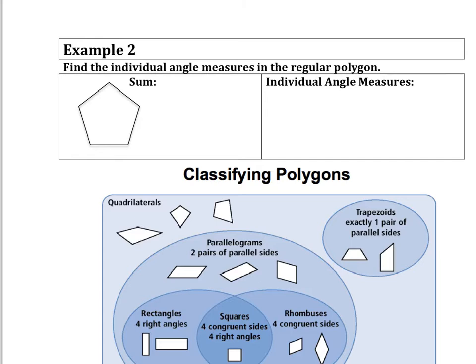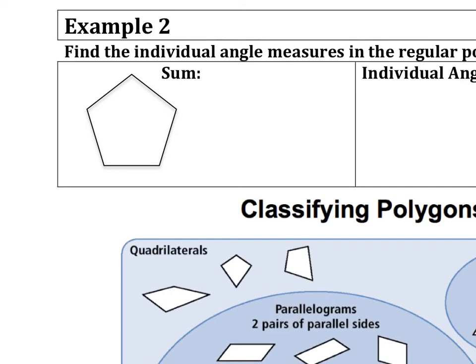Okay, we'll take a look at example 2. Example 2 says find the individual angle measures in the regular polygon. So because we know in a regular polygon that these angles are all the same measure, we can actually call them all the same variable. So this would be x degrees, and so on for all 5 of those missing angles.